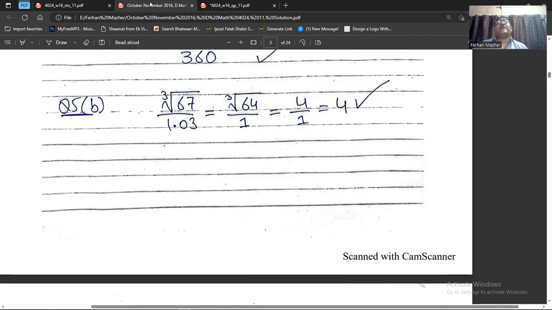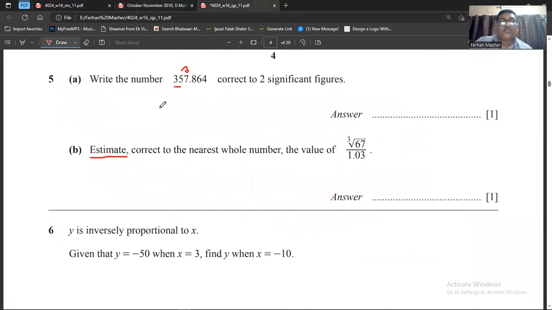The question number 5, B part, its solution is showing up on your screen. You can pause the video and take your time with this question.